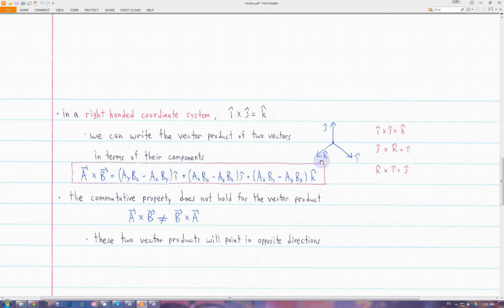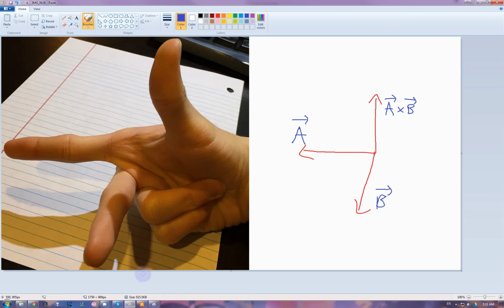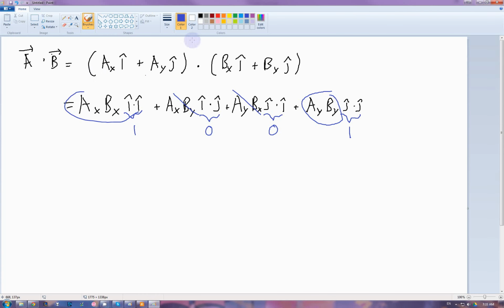And you can write the cross product of two vectors in terms of their components using this formula. And you get this big messy formula by doing a similar process where you write out the components and then you use the distributive property, and then you have to calculate the cross products of all of these unit vectors. So I'm not going to do that in this video.